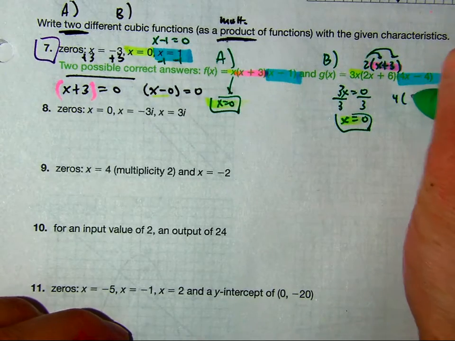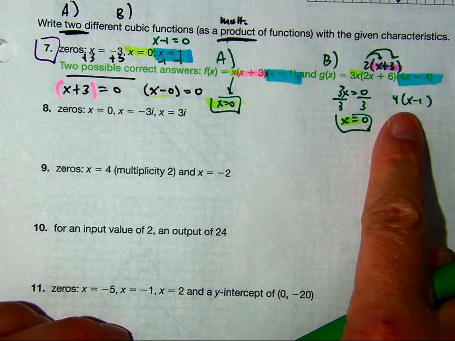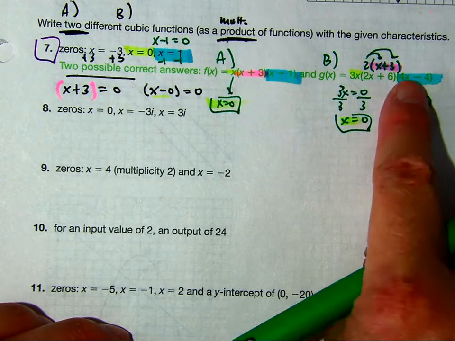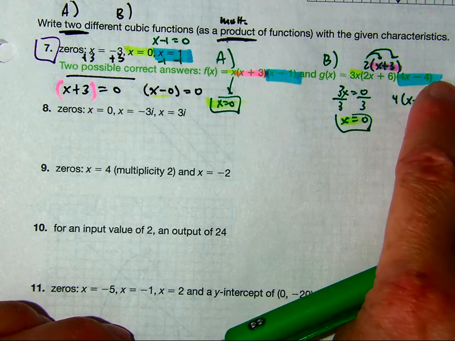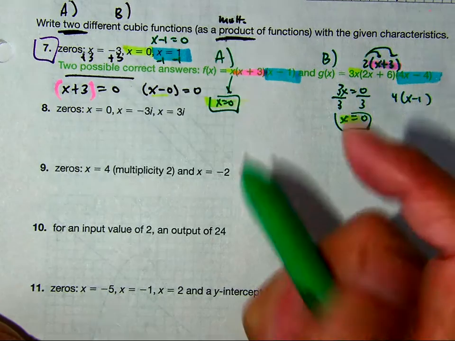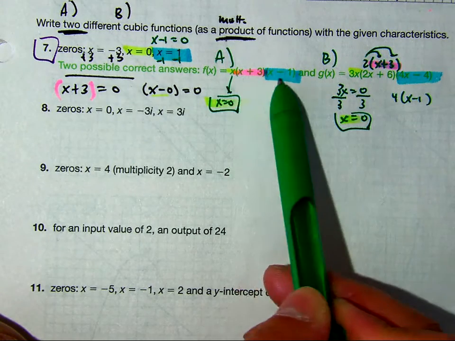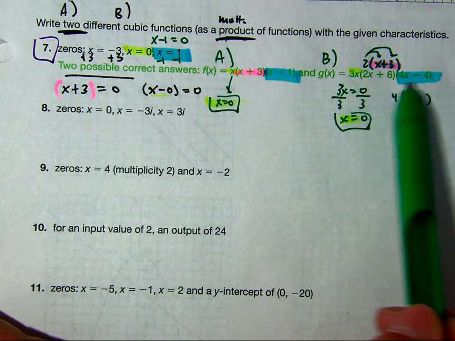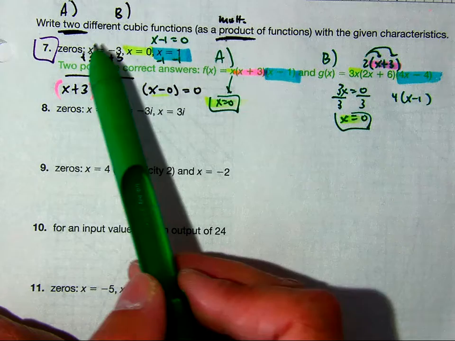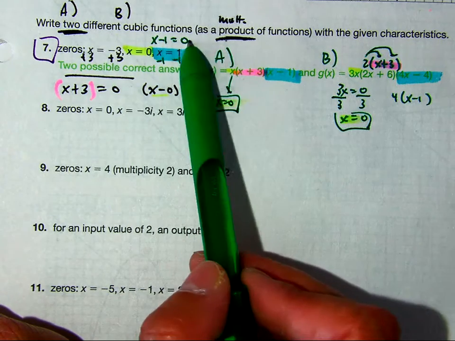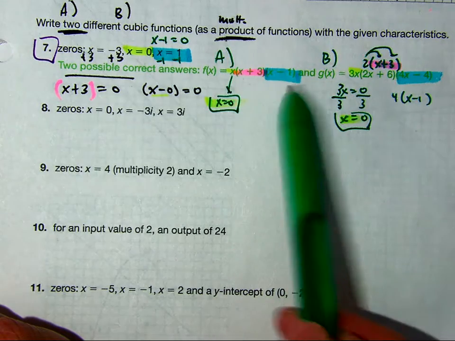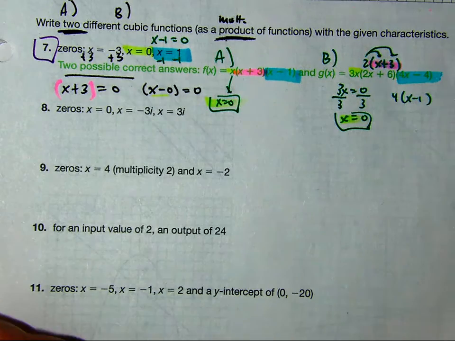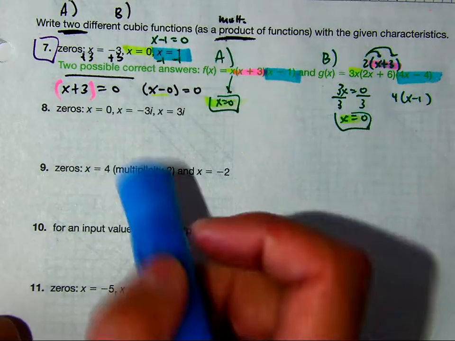Do you see that? 4 times x is 4x. 4 times negative 1 is negative 4. So essentially what you do is just take your first set of answers and you can just multiply it by 2, 3, or 4. And that gives you a different looking function, but they're exactly the same. So you'll basically get 2 different cubic functions that their product, meaning if you multiply them, you'll get a cubic function.